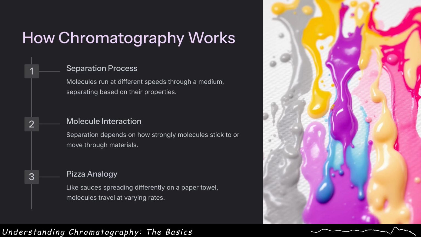You know, I love explaining this to my students using a pizza analogy. Imagine you spill different sauces, ketchup, mustard, and mayo, on a paper towel. You'll notice each sauce spreads differently. Some travel further, others barely move. That's exactly what's happening in chromatography. The paper towel is our stationary phase, and gravity pulling the sauces down is like our mobile phase. Each sauce, or in real chromatography, each molecule, has its own personality that determines how fast it travels.